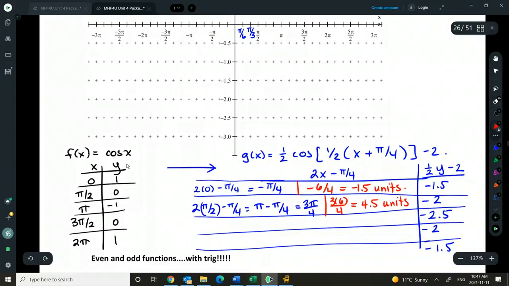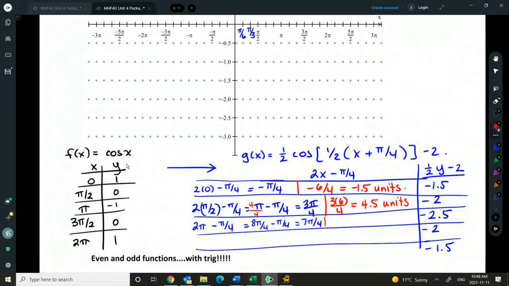Great. Let's keep going. How did you get 3 pi over 4? So if I create a common denominator, this is 4 pi over 4, and then I subtract pi over 4. Okay, 2 times pi minus pi over 4. This is 8 pi over 4 minus pi over 4. That will give me 7 pi over 4. Okay, calculate the units. What's 7 times 6 over 4? Bella? 10.5? Okay, what's the pattern, guys?